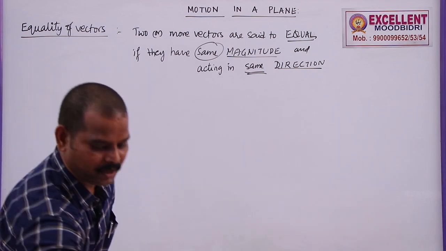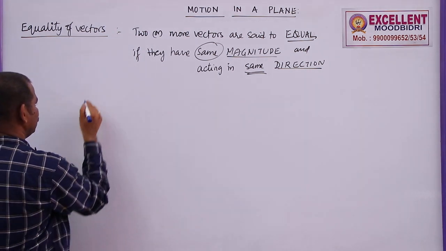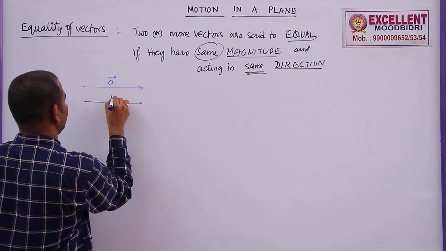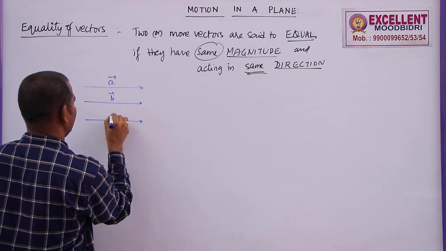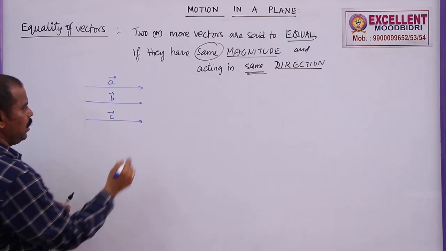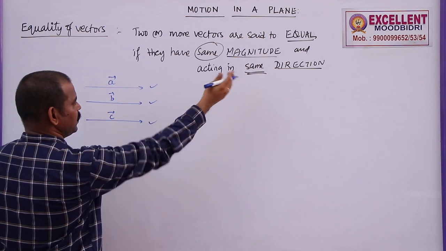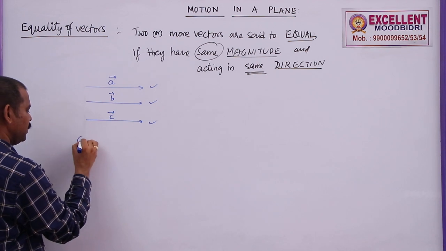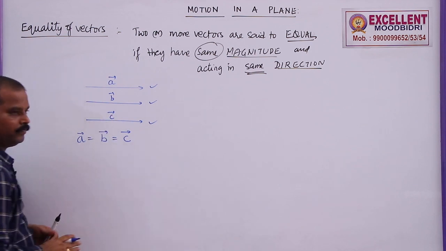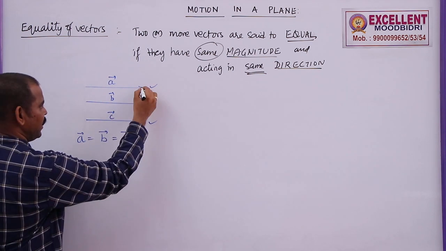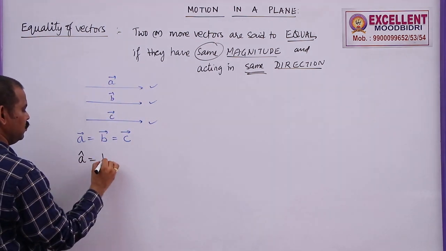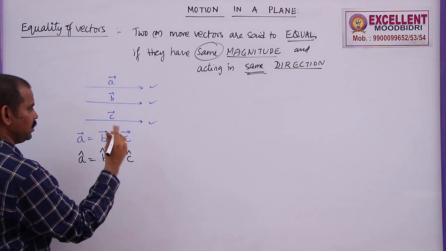Let me take three vectors here. This is vector A bar, this is B bar, and let us say this is C bar. If you see these three, they all have the same magnitude and all act towards the right side only, that means they act in the same direction. So, we can say A bar is equal to B bar is equal to C bar. Similarly, as their directions are equal, the unit vectors A cap is equal to B cap is equal to C cap.